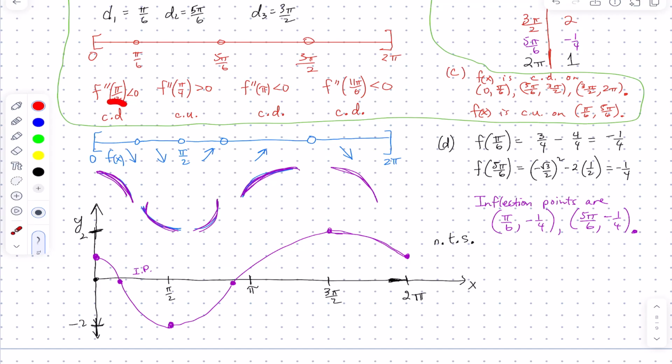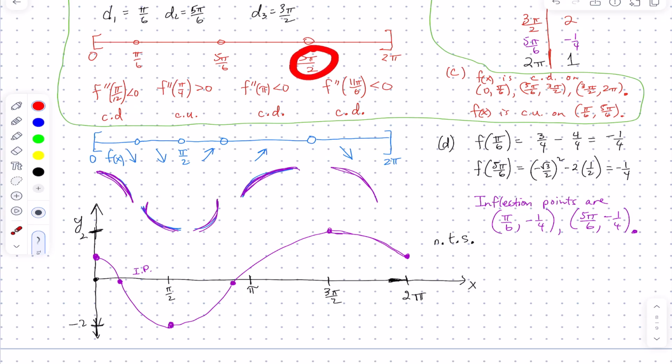So if it's decreasing and concave down, you'll get this shape here. Now it's decreasing and concave up. You'll get this shape here. Then it went increasing and concave up. Then you get this shape here. Then it still is increasing, but now it's concave down after a what? After an inflection point. So there is a change in concavity there.